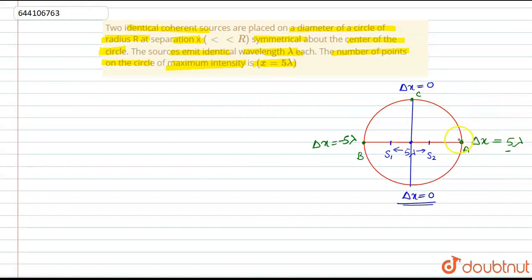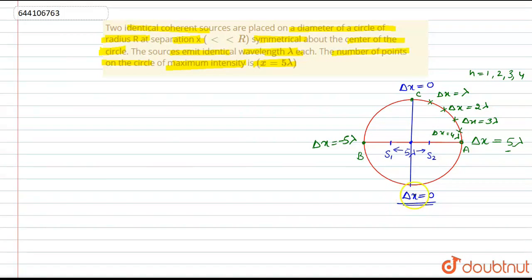So we have in between the 4 orders for n equals 1, 2, 3 and 4 in between C and A. So these are the 4 orders. Here path difference is lambda. This point path difference is 2 lambda. Here we have 3 lambda, and at this point the path difference is 4 lambda, right?